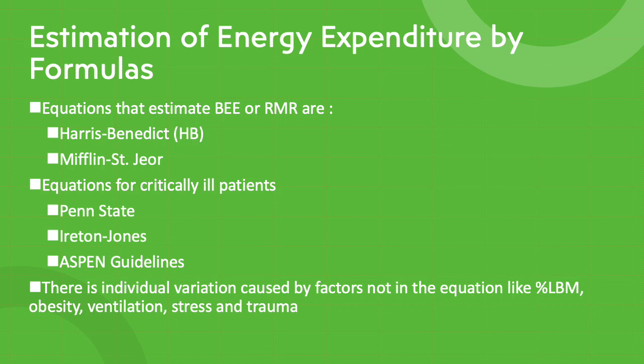Here are the predictive equations that we'll be discussing. There may be others, but these are the most widely used and researched ones. Equations that estimate basal energy expenditure or resting metabolic rate are going to be your Harris-Benedict and your Mifflin-St. Jeor. For critically ill patients, we have the Penn State equation, the Ireton-Jones equation, and we also have the ASPEN guidelines. And then just remember there is individual variation caused by factors not in the equations, like percentage of lean body mass, obesity, ventilation, stress, and trauma.